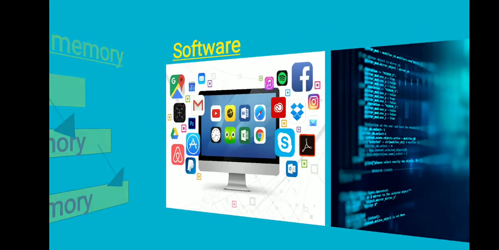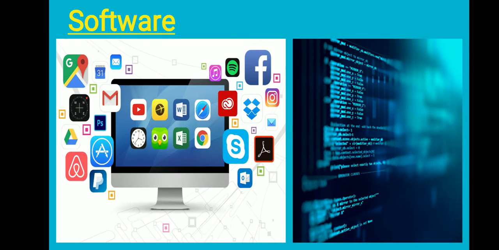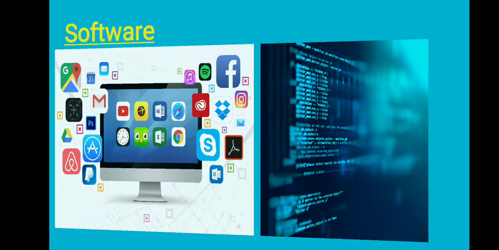Let's learn about software. Software relates to a set of programs that controls the computer hardware parts and makes them operational. In other words, it controls the operations of a computer system. Software is classified into 2 broad categories: system software and application software.